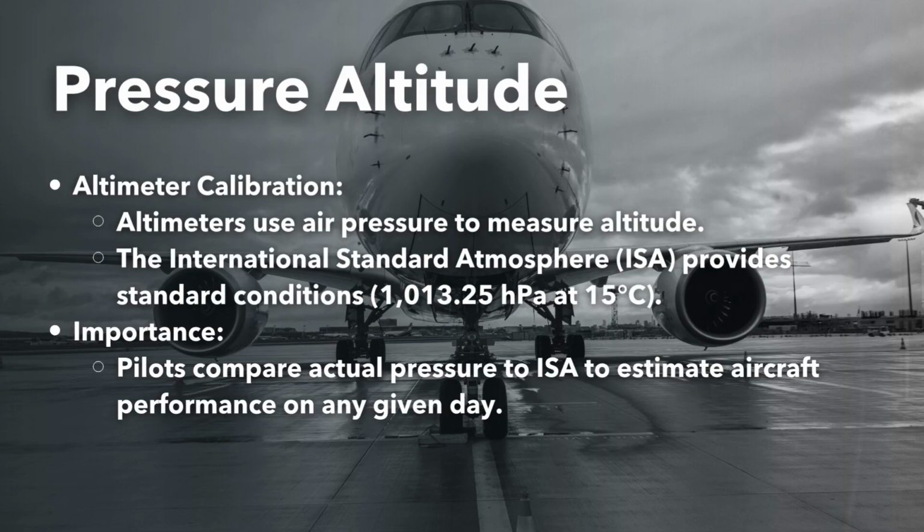Pressure altitude is a critical metric for pilots. Aircraft altimeters, which measure altitude, are calibrated to air pressure. The International Standard Atmosphere (ISA), adopted by ICAO, provides a baseline for calibrating altimeters. The ISA assumes standard conditions such as 1013.25 hectopascals or 29.92 inches of mercury and 15 degrees Celsius at sea level, with pressure and temperature decreasing predictably with altitude.